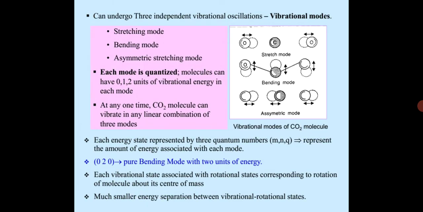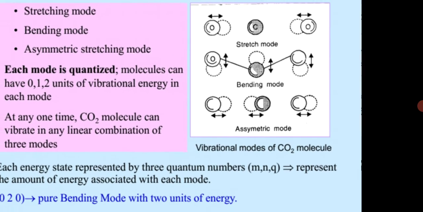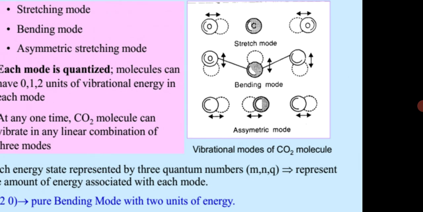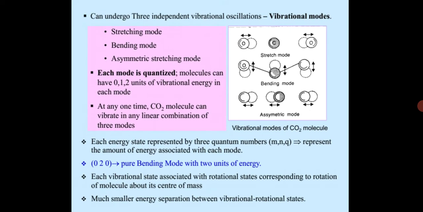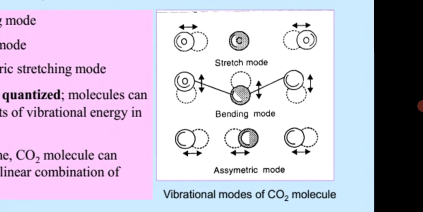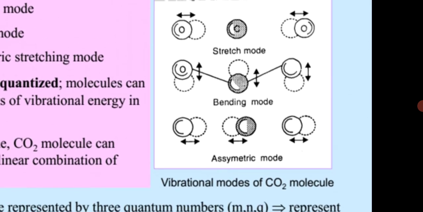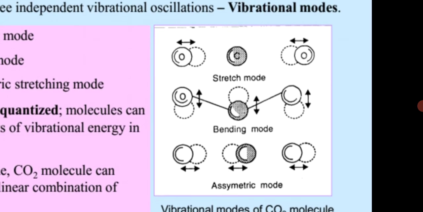As shown in the figure, if we observe over here, in the center there is a carbon atom and 2 oxygen atoms are joined to it. According to this, there are different vibrational modes: a stretching mode, a bending mode, and an asymmetric mode. In the stretching mode, carbon is stable and the oxygens stretch to either side.